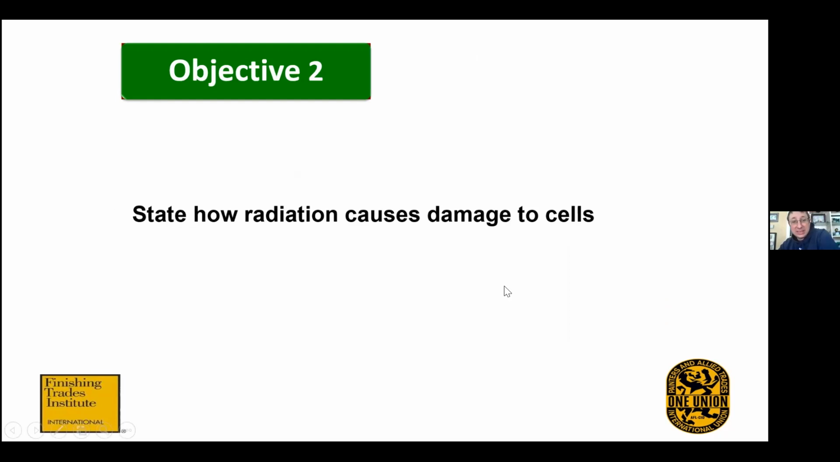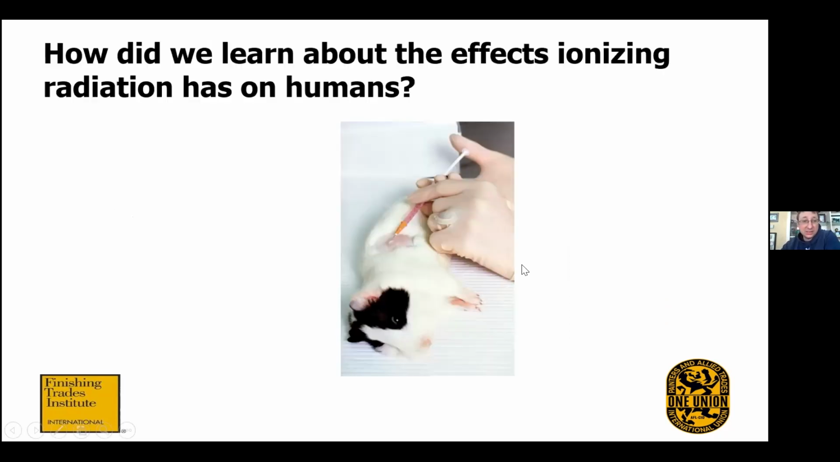So let's see how radiation damages cells. What's the way that we learn about effects of ionizing radiation on humans? So it knocks the electron off to alter the atom in your cells. Good. So yeah, that's how it causes the damage. But how did we figure that out? You're right, Steve. But what are the 2 avenues that we've learned about that?